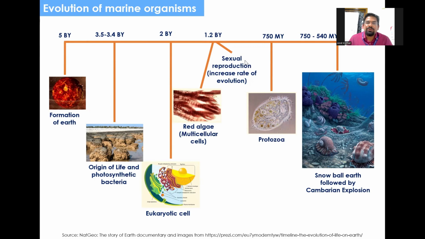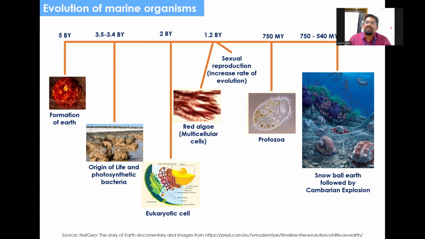However, if we look into the chronological order, close to 2 billion years ago, the eukaryotic cell originated, and that gave rise to the various multicellular organisms which we are seeing. Close to 1.2 billion years ago, multicellularity evolved in the form of the red algae, and that has given the lineage of the various different algae which we are seeing now.